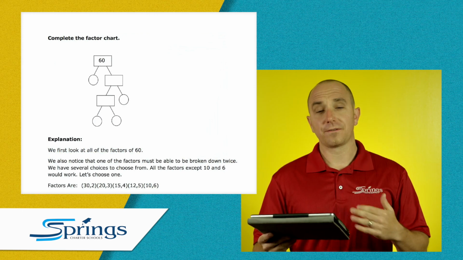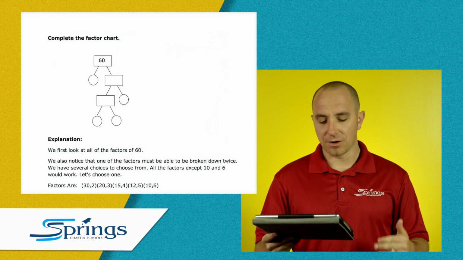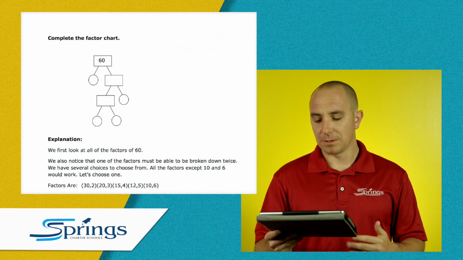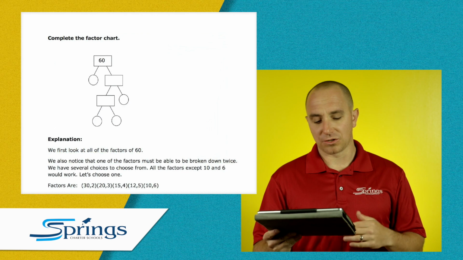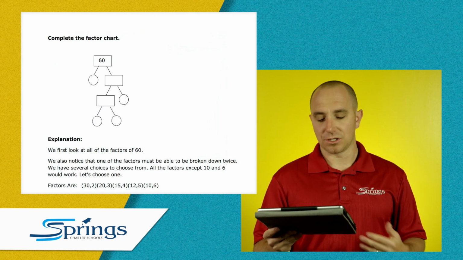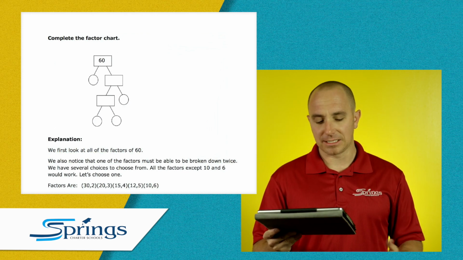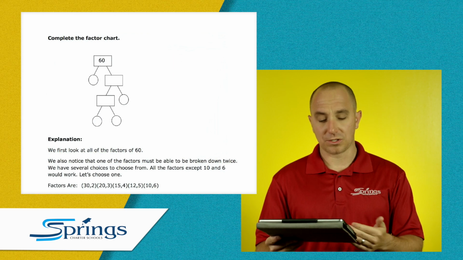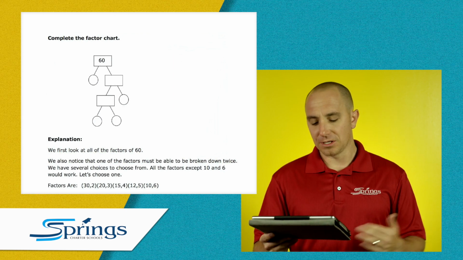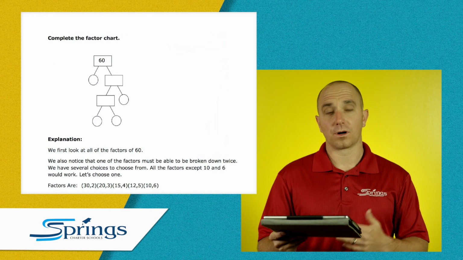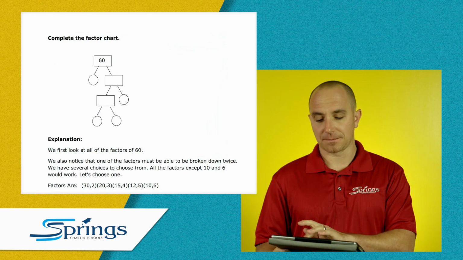So our explanation of the number 60. First we look at all the factors of 60. You're going to notice that one of the factors must be able to be broken down twice. So we have several choices to choose from. All the factors except 10 and 6 would work. So let's choose one. You can see the factors: we have 30 and 2, 20 and 3, 15 and 4, 12 and 5, and 10 and 6.